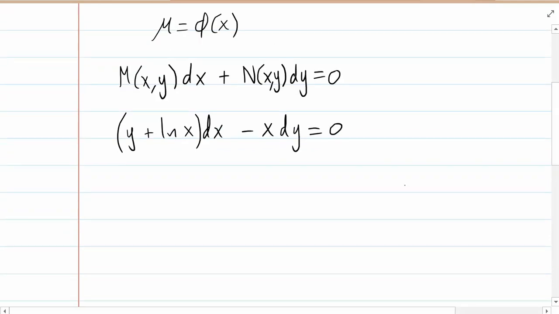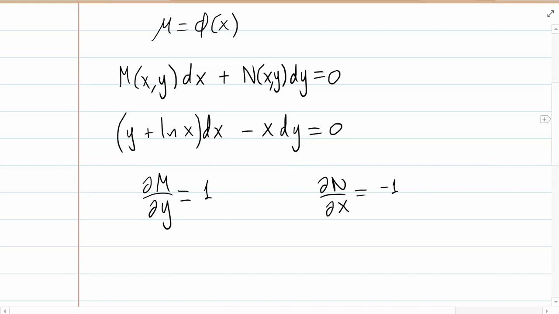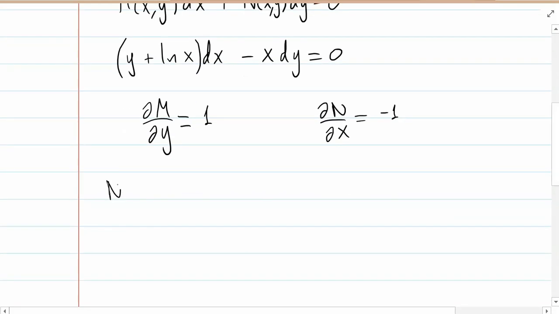In order to check if the differential equation is exact, what I need to do is find the partial derivative of M with respect to y and the partial derivative of N with respect to x. The derivative of M with respect to y is 1 and the derivative of N with respect to x is -1. So the equation is not exact. Not an exact differential equation.